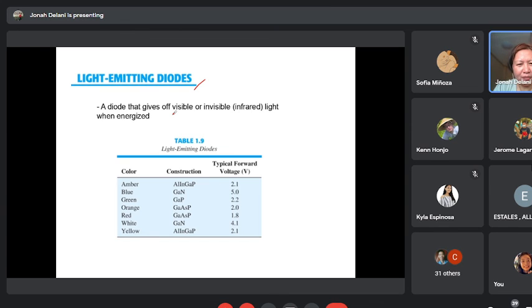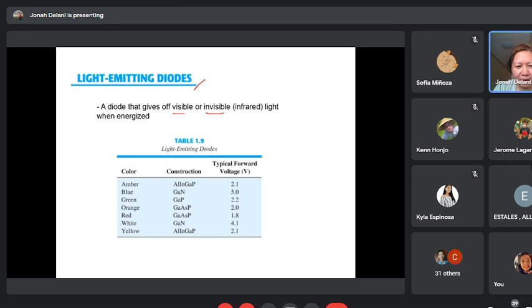The light that it gives off is either visible or invisible. Sometimes it is visible, and we can see it light up. Sometimes it is invisible, like in the remote control of the TV, the LED at the tip lights up, right? But there is a light there that comes out. However, the wavelength is not visible to the eye.